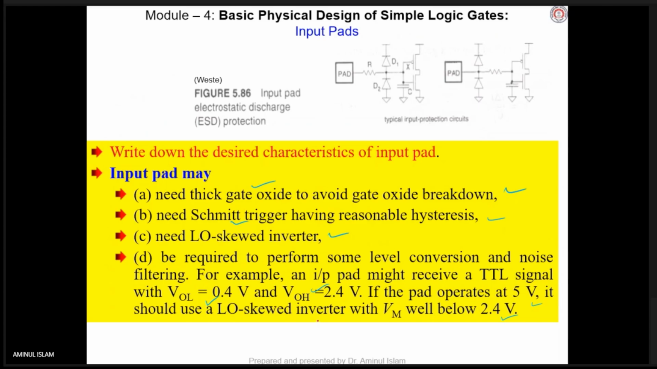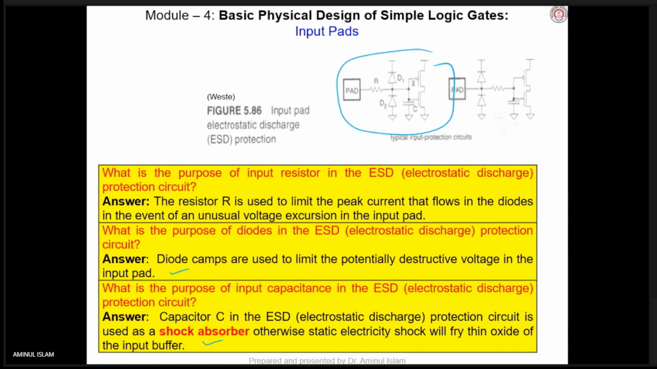That is also the duty of this input pad. For example, an input pad might receive a TTL signal of VOL equal to 0.4 volts and VOH equal to 2.4 volts. If the pad operates at 5 volt, it should use a low skewed inverter with VM equal to 2.4 volt.